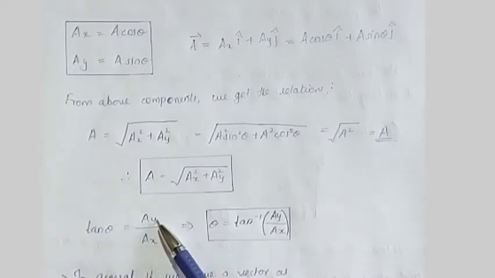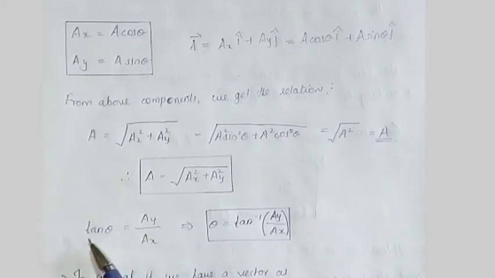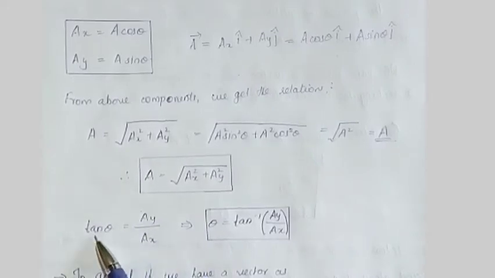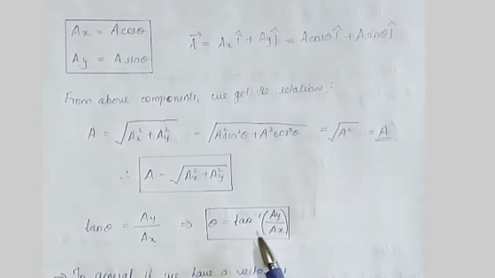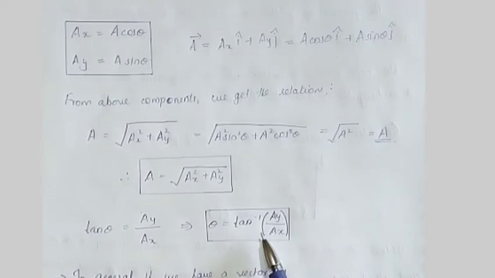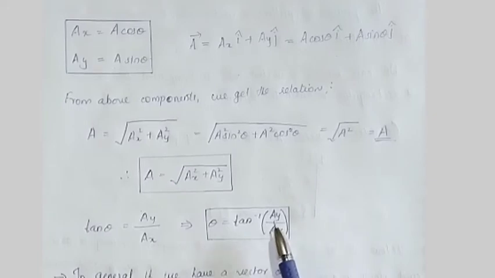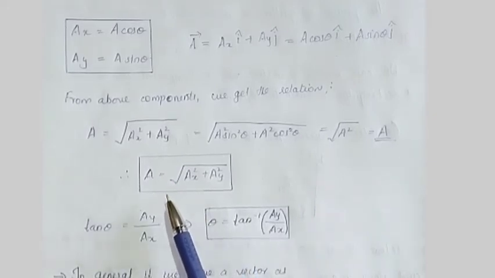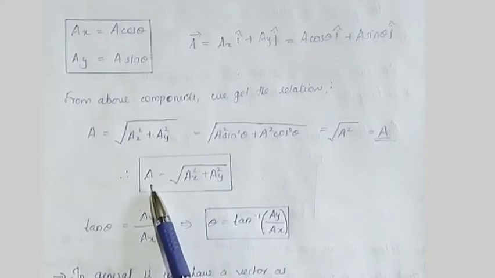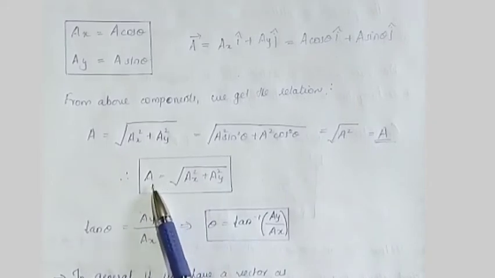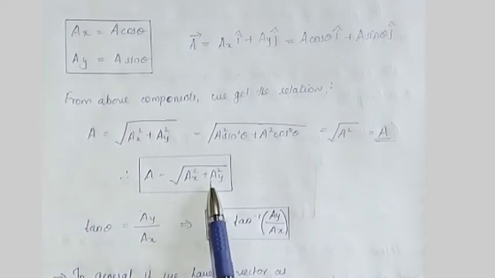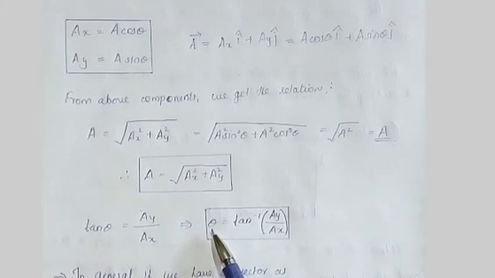So by taking the ratio of the y component to the x component, we obtain the tan value of our angle, and from which we can write theta is equal to tan inverse of Ay by Ax. So by analyzing the resolution of vector, we have seen that a vector can be resolved into its x component and y component, and also if we are having a vector in its component form, we can find the magnitude of vector given by magnitude of vector A is equal to root of Ax square plus Ay square, and also the angle made by our vector can be obtained as theta is equal to tan inverse of Ay by Ax.